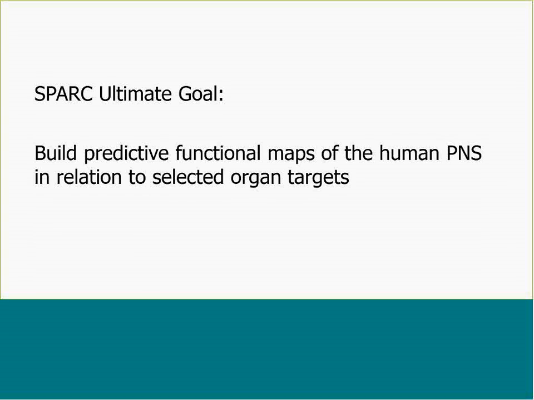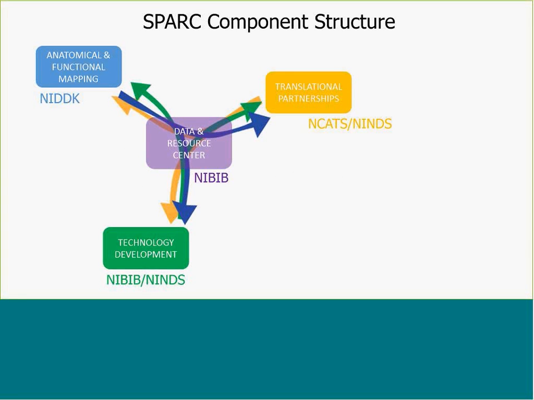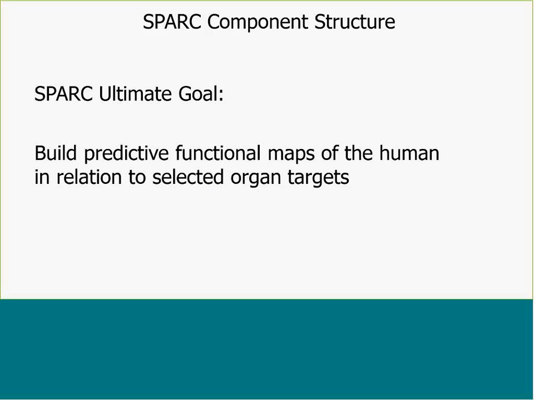So the ultimate goal of the SPARK program is to build predictive functional maps of the human peripheral nervous system in relation to selected organ targets. And what we've done so far is we've planted many seeds in the organ areas where we think there's something really valuable to be done here. And the seeds that we've planted, it was kind of recognized that this is a highly multidisciplinary effort. And NIH has a mechanism called the Common Fund when there's a recognized need for something that requires expertise that crosses NIH institutes and that is not just confined to the mission of one NIH institute.